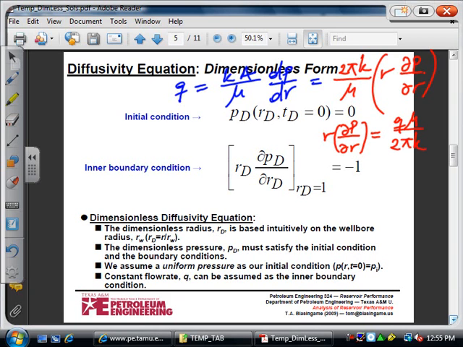Okay, what I did was I take Darcy's law and then I define the r dP/dr term, and I set it equal to a constant. Okay, and then when you use the definitions for the dimensionless parameters, this constant will equal -1. Okay.